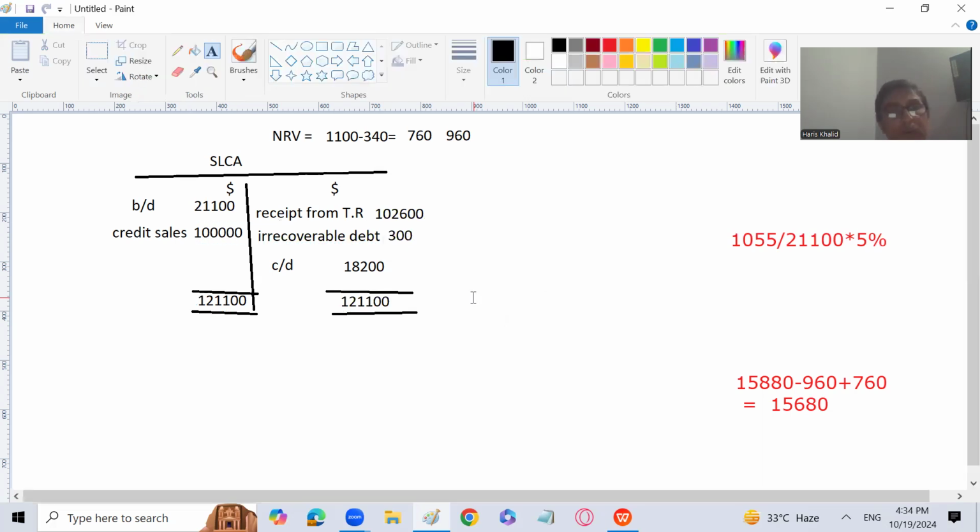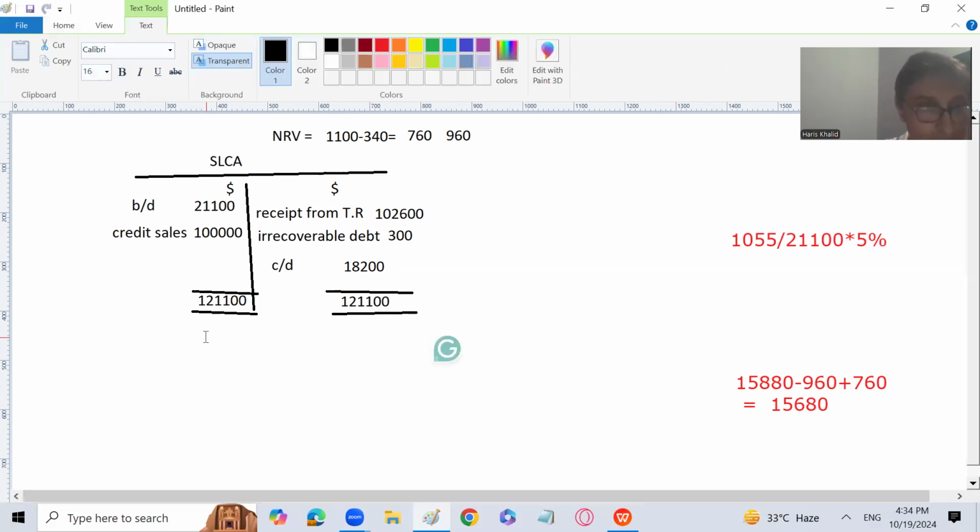Right? If you are going to write 18,500 over here, then you must consider that you need to subtract bad debts from the trade receivable before calculating the provision, because the actual trade receivable at the end of the year is going to be 18,200 rather than 18,500. So it depends upon your choice.